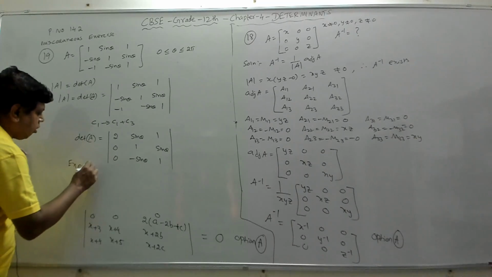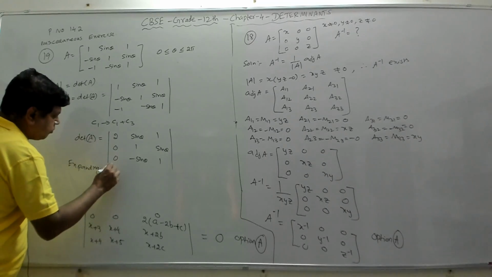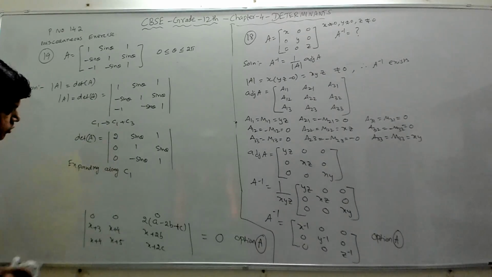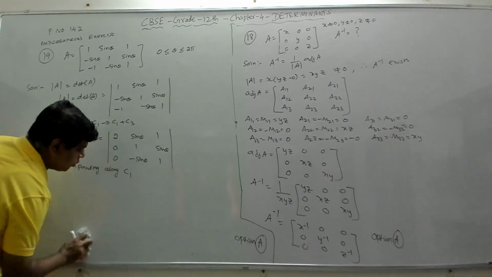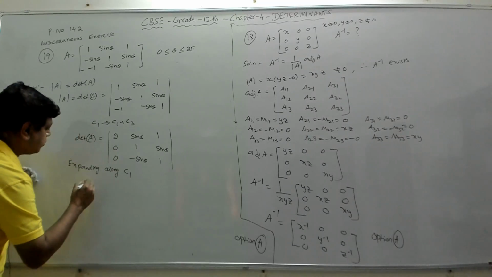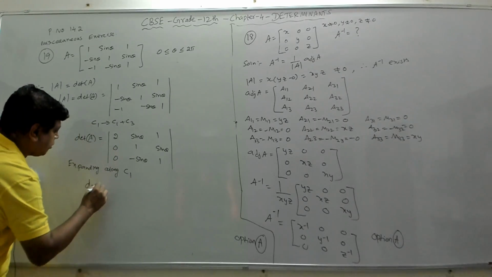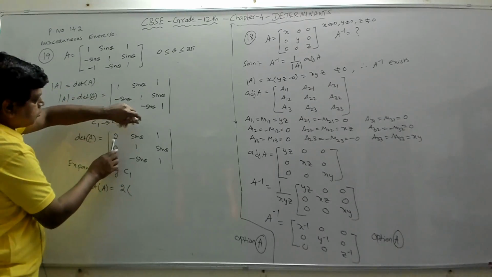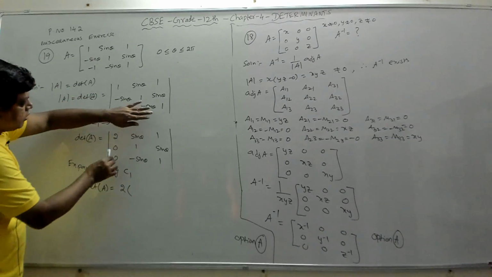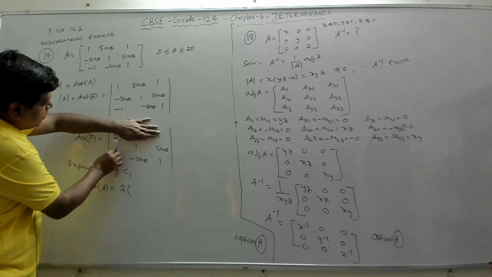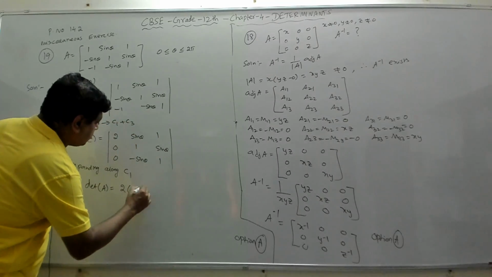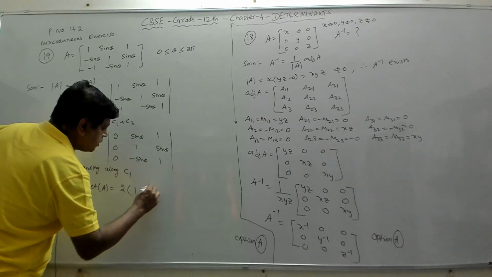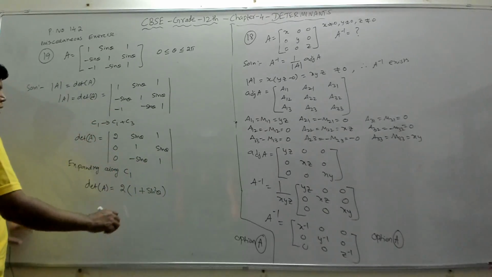So expanding along C1 to find the determinant, what do we get? Det of A becomes 2 into, closing this particular row and column, 1 into 1 is 1, minus sin theta into minus sin theta is plus sin square theta. So this is your det of A.